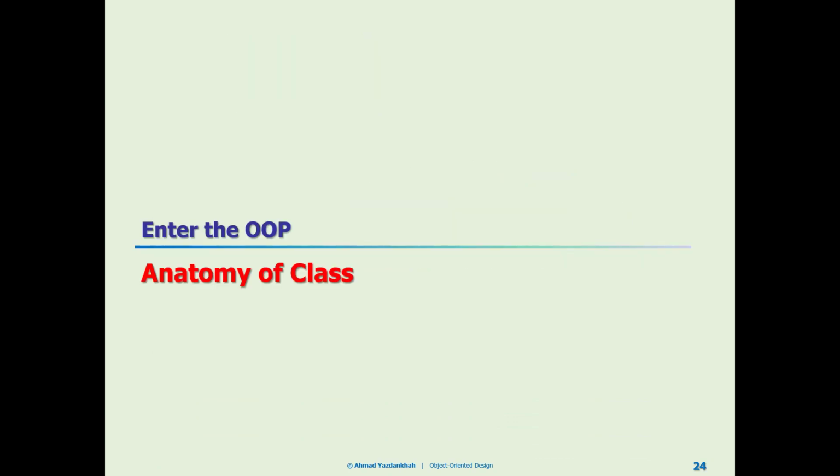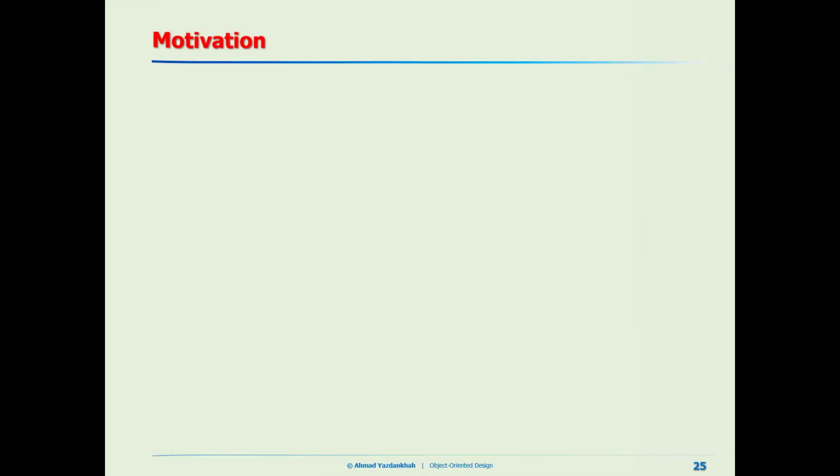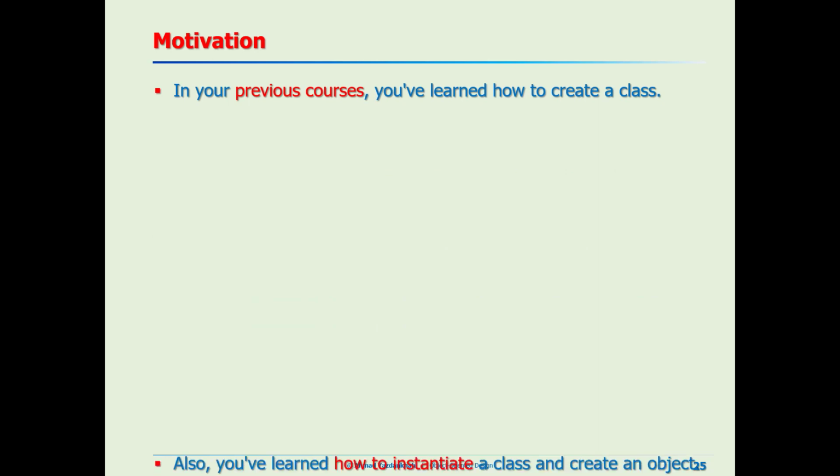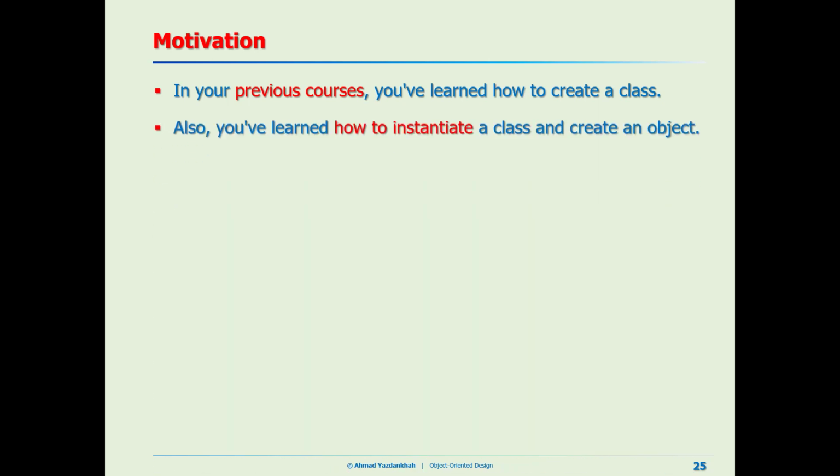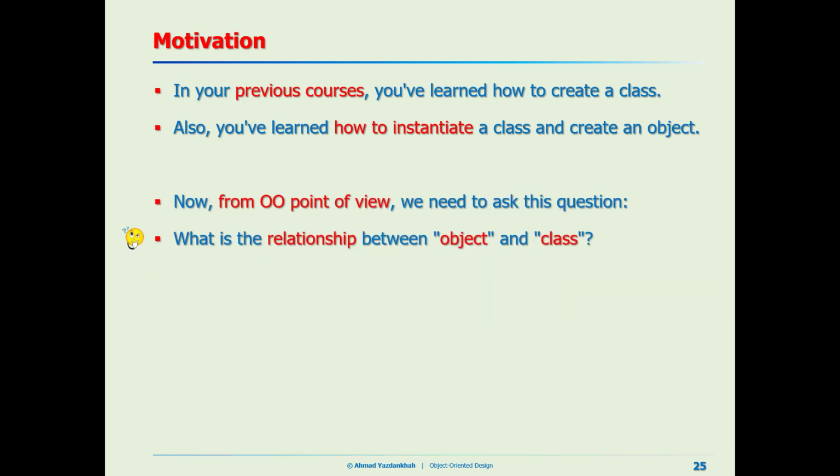Now let's see what is the anatomy of class. In the previous courses, you learned how to create a class, right? And you learned how to instantiate a class and create an object. But from object-oriented point of view, we need to ask this question: what is the relationship between the object and class?